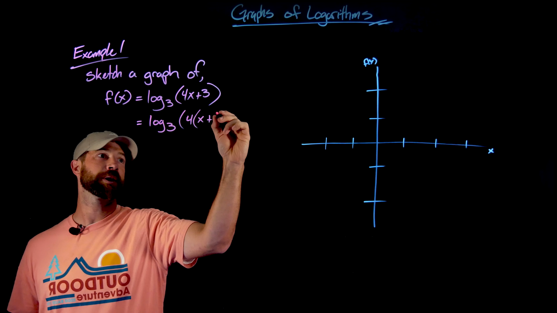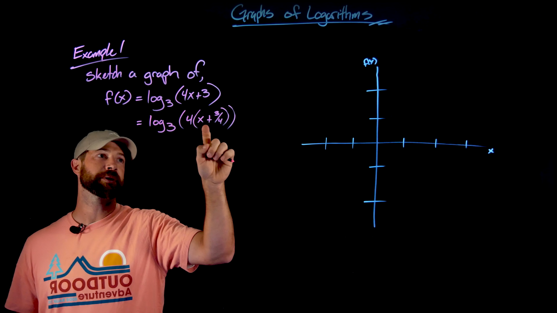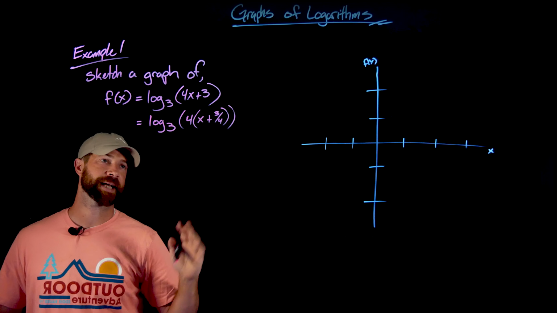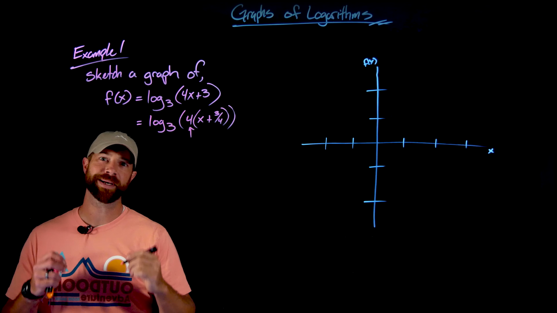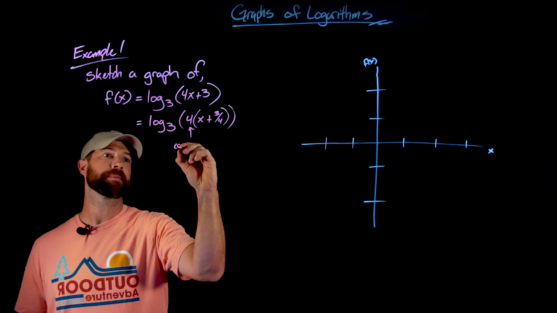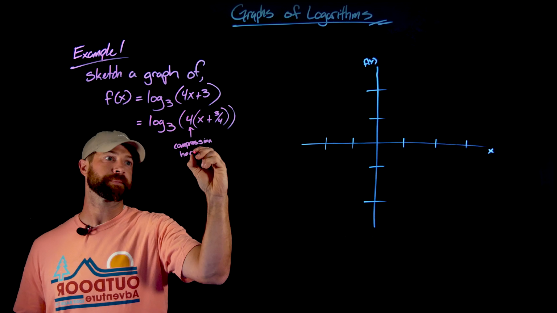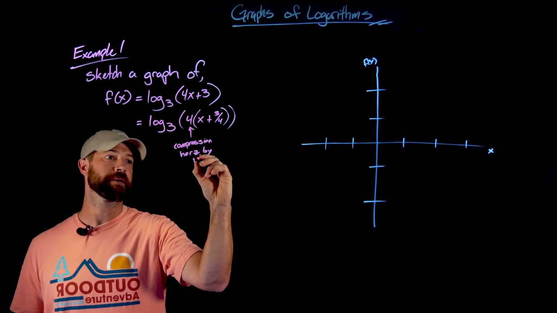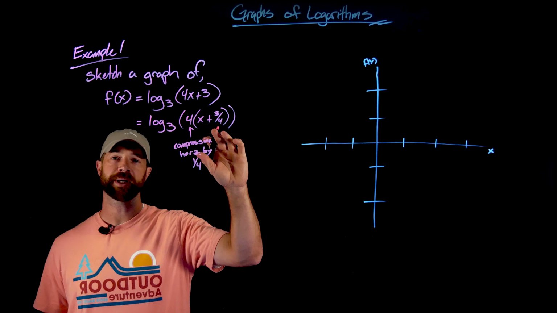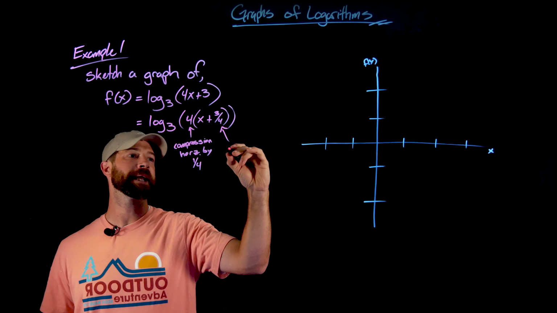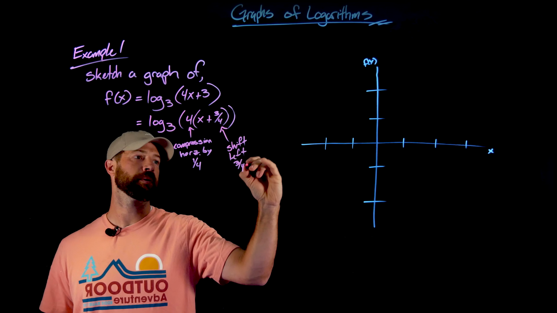But this will give me 4 times (x + 3/4). And when you do this, you can always check by distributing the 4 through and making sure that this expression is exactly the same as that one. But importantly for our conversation, this multiplication by 4, now inside of our function, is a horizontal compression by 1/4. It's always 1 over that factor. And this plus 3/4 denotes a shift left 3/4 units.